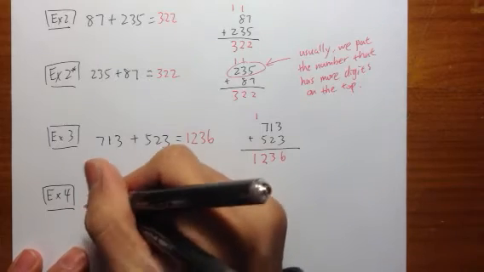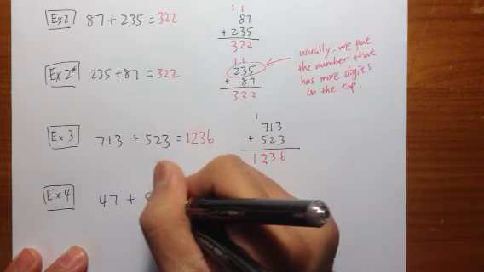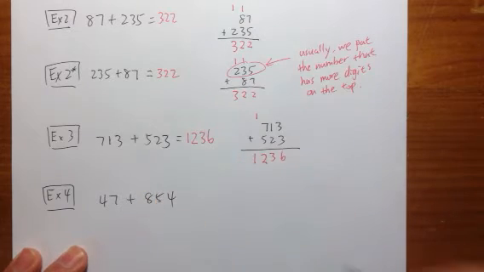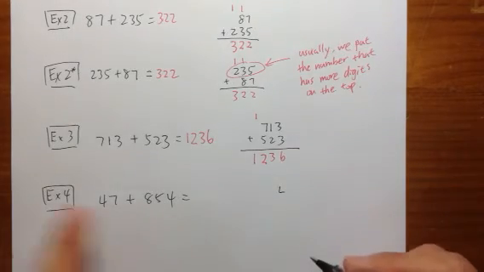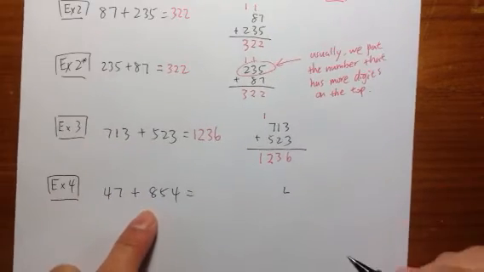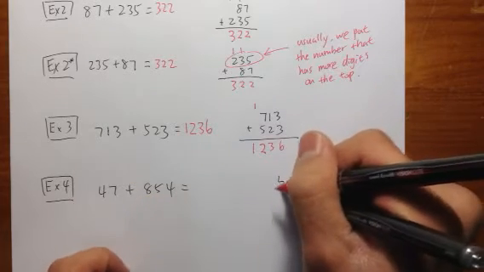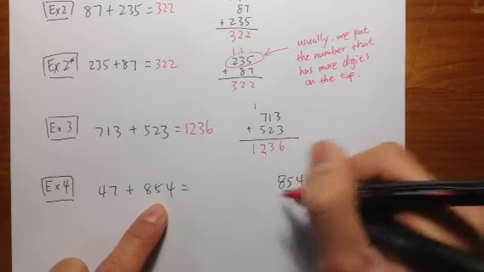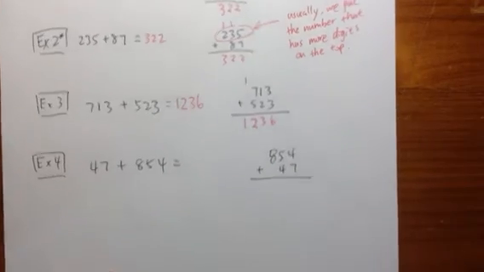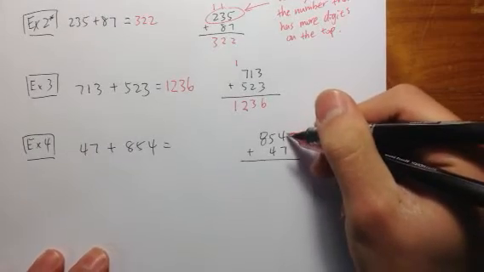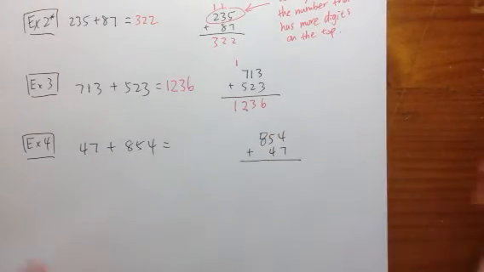Let's say I have 47 plus 854. Anyways, it doesn't really matter which number you put on the top, but usually we put the number that has more digits on the top. So we'll do that. 854 plus 47. And once you write this down, once you set this up, just work it out.